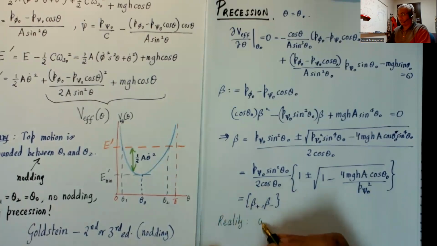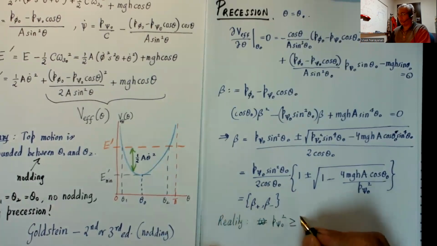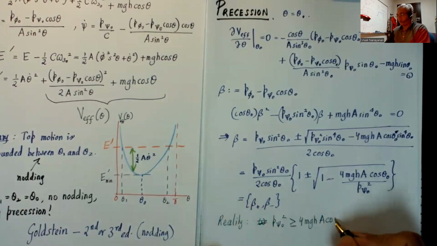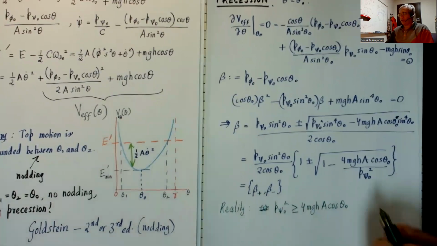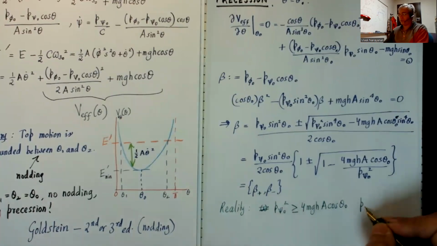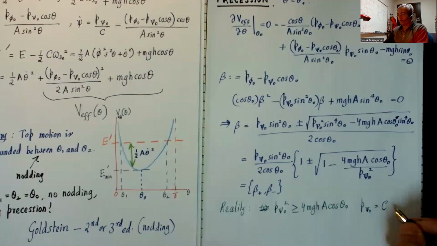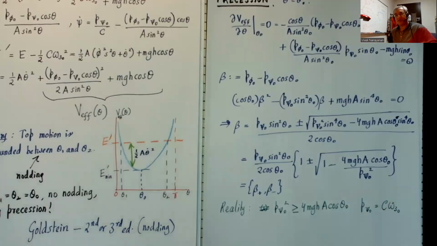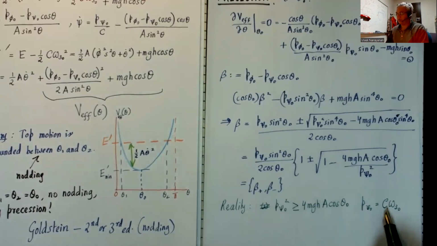The reality condition tells us that p psi naught squared must be bigger than or equal to 4 mgh a cosine theta naught. Now, p psi naught is related to the angular velocity. It's just omega 3 naught times the moment of inertia c. That's like the main angular momentum of the body. So we can put that there. So I get a condition for omega naught.